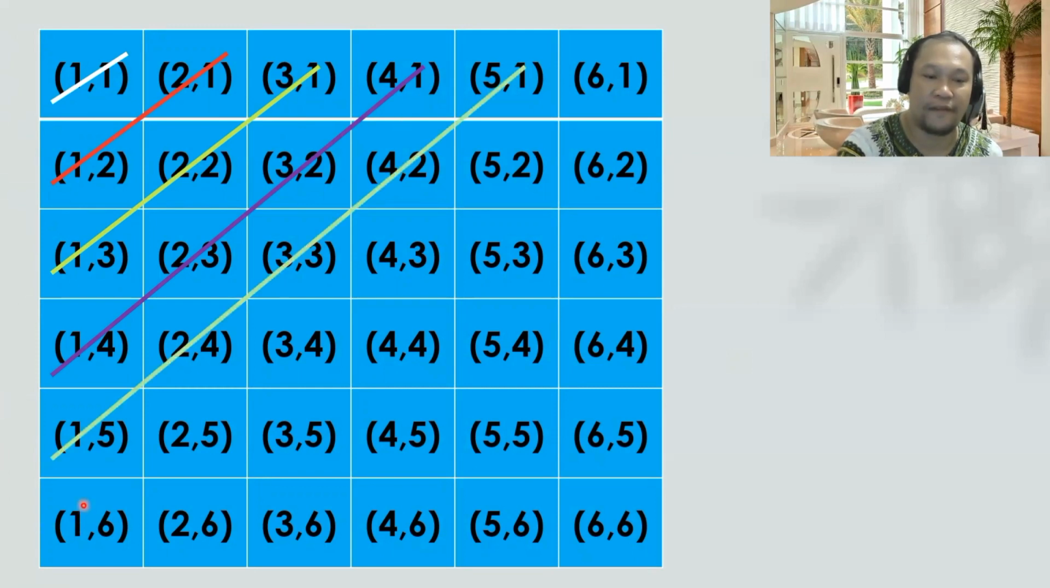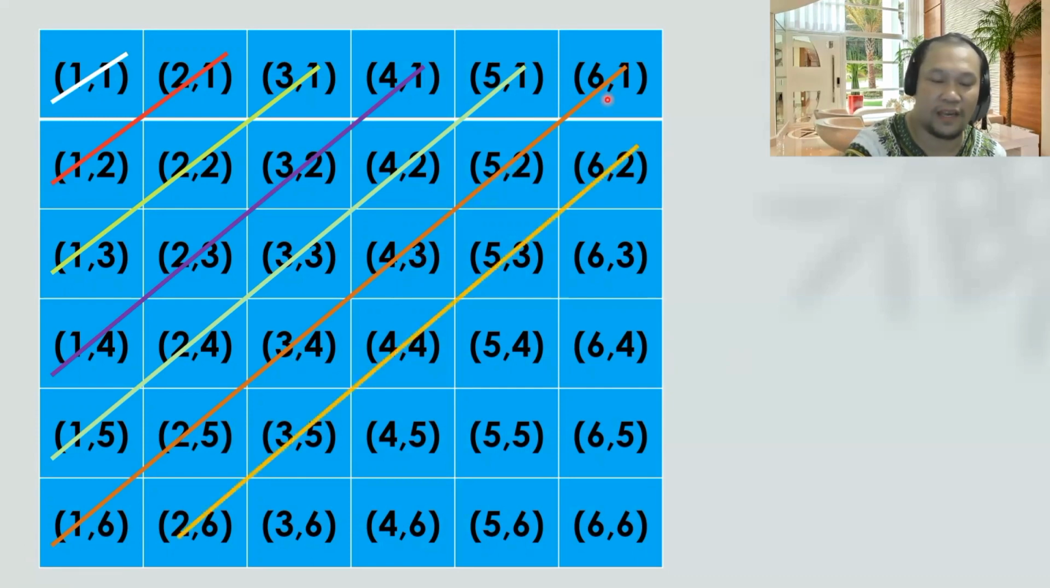Next, we have 1, 5, 2, 4, 3, 3, 4, 2, 5, 1. We have a sum of 6. Next, 1, 6, 2, 5, 3, 4, 4, 3, 5, 2, 6, 1. We have 7. Next, 2, 6, 3, 5, 4, 4, 5, 3, 6, 2. We have 8. Next, 3, 6, 4, 5, 5, 4, 6, 3.